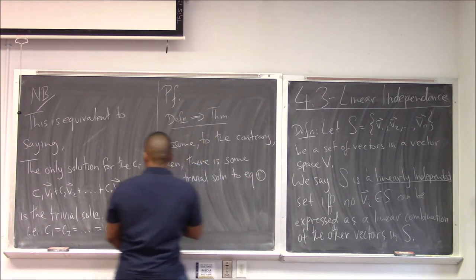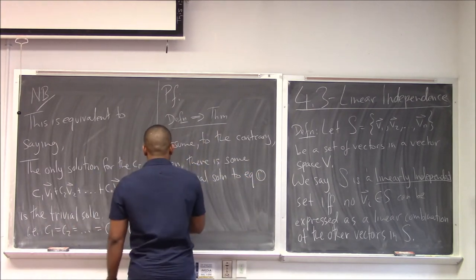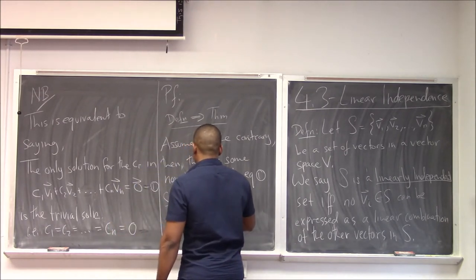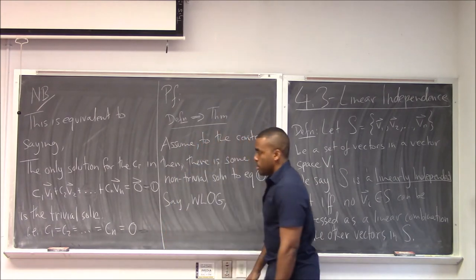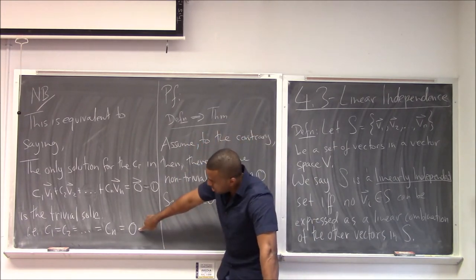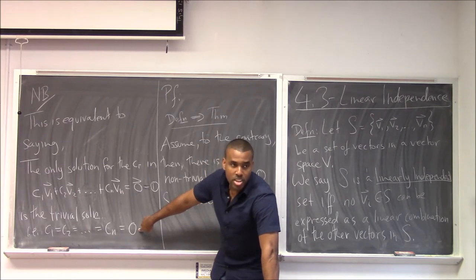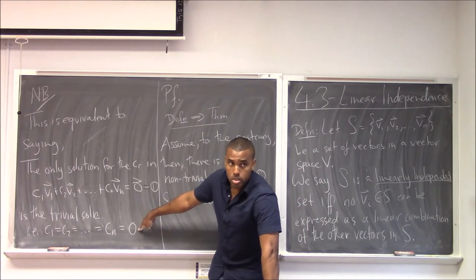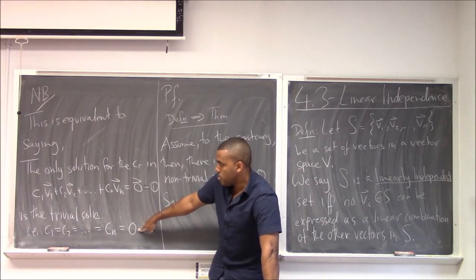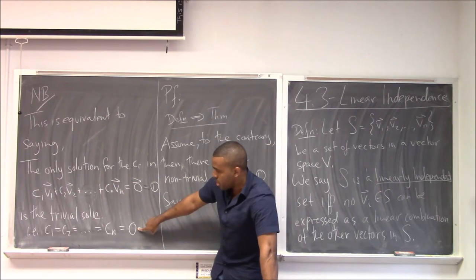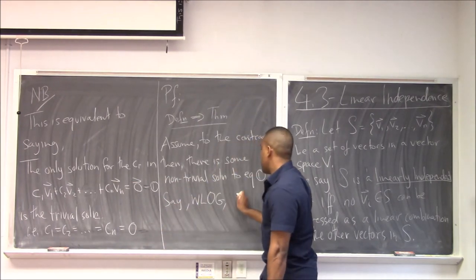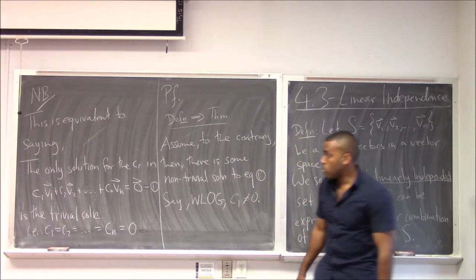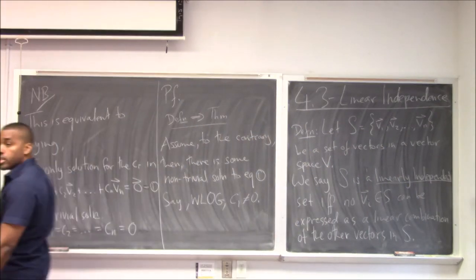To equation one, let me call this equation one. Say, without loss of generality, right? So basically what I'm saying is the trivial solution means every coefficient has to be zero, so having a non-trivial solution means at least one of them is not zero. I'm just going to pick, because it's not going to really matter, it'll be very similar no matter who I pick. Assume without loss of generality that my C1 is not zero. So I have a non-trivial solution where my first coefficient is not zero.